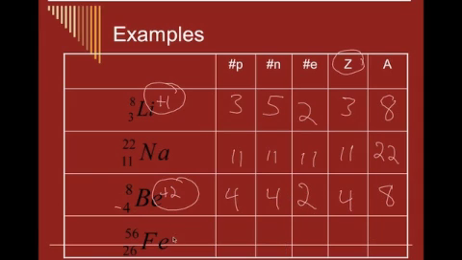And lastly, we have iron. And we're just going to do this normal. So it's a neutral atom. So we know that we have 56 as our mass number, 26 as our atomic number. That means we have 26 protons and 26 electrons. And then we have 30 neutrons, because 56 minus 26 is 30.